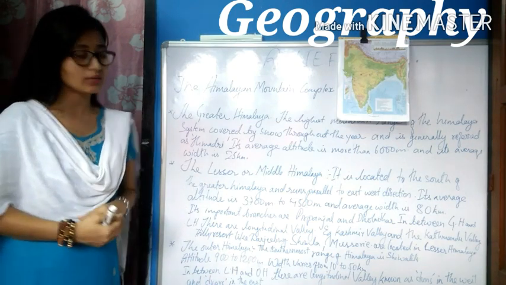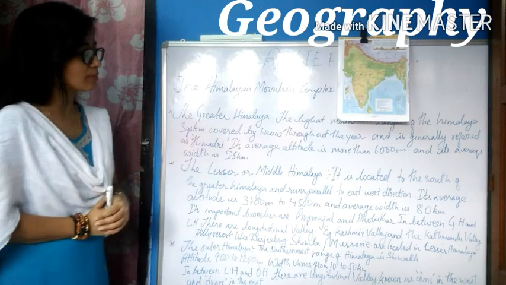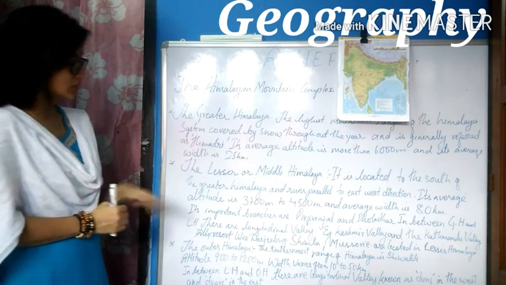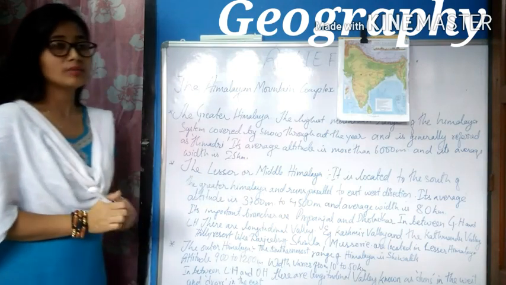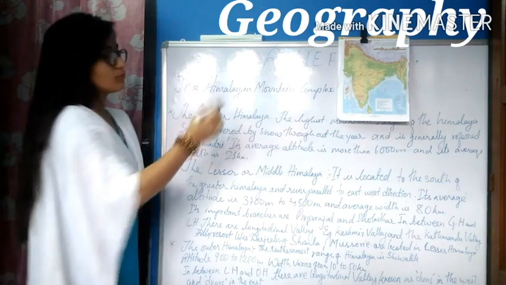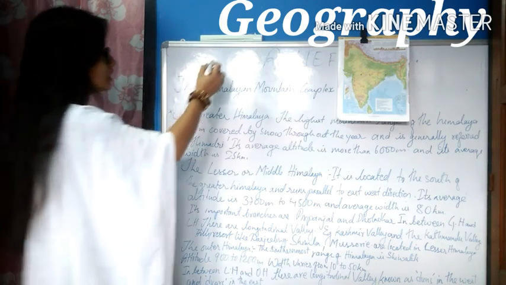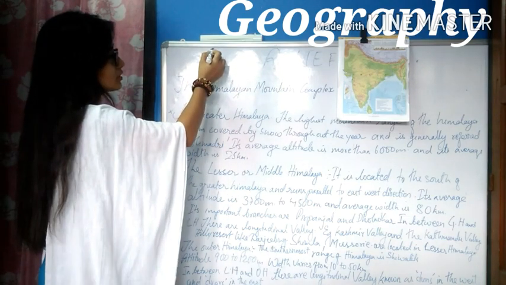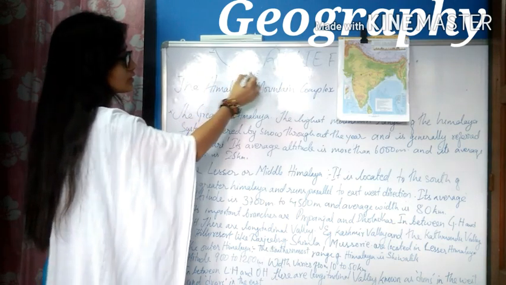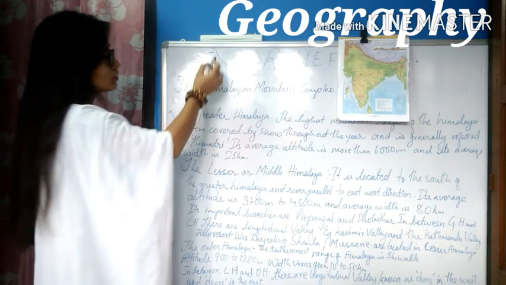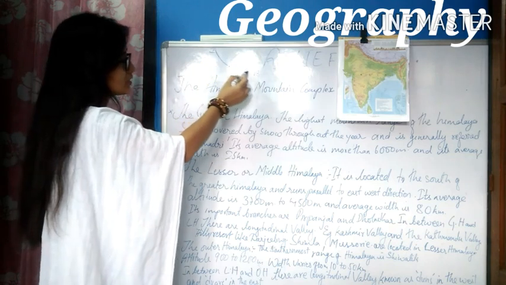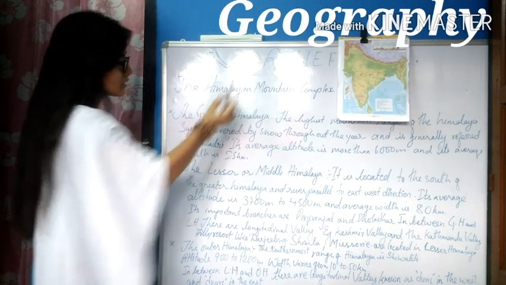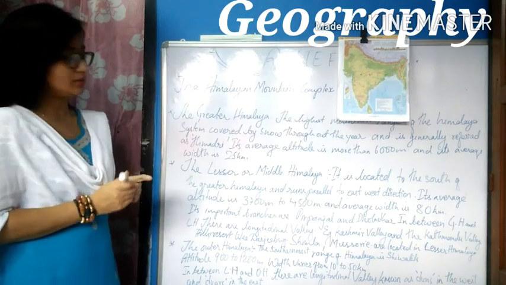The second division of the Himalaya is the Lesser Himalaya or the Middle Himalaya. It is located to the south of the Greater Himalaya. Remember students, our northern mountain range of India is arc-shaped, stretching from the Indus River in the west to the Brahmaputra River in the east. So the Greater Himalaya is in arc shape. To the southern part of the Greater Himalaya, we have the Lesser or the Middle Himalaya.